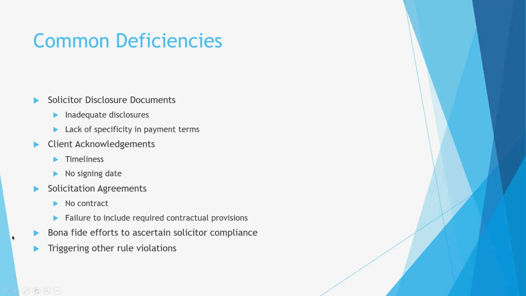Now, the contractual provisions that are required to be in the solicitation agreement are the following. A clause describing the solicitation activities to be performed and the compensation to be received. A clause obligating the solicitor to perform its duties in a manner consistent with the advisor's instructions and the provisions of the Advisers Act. And a clause requiring the solicitor to deliver the advisor's disclosure brochure and the solicitor's disclosure document at the time of the solicitation.